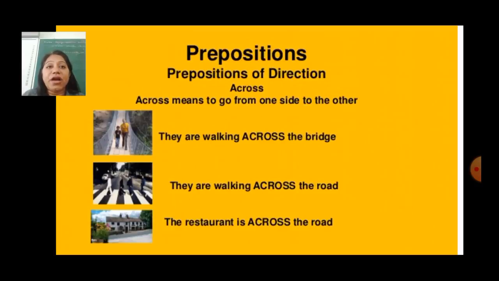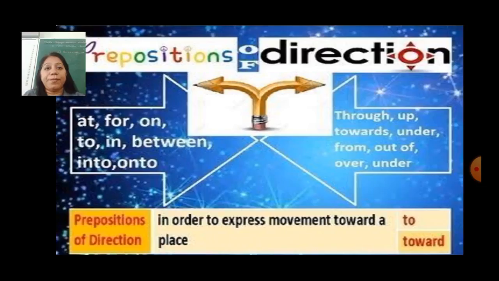Now, next we will see across. Across means to go from one side to another side. They are walking across the bridge. They are walking across the road. The restaurant is across the road. So, children, prepositions of direction. The words used for this are at, for, on, to, in, between, into, unto, through, up, towards, under, from, out of, over, etc. So, preposition of direction is used in order to express movement toward a place.